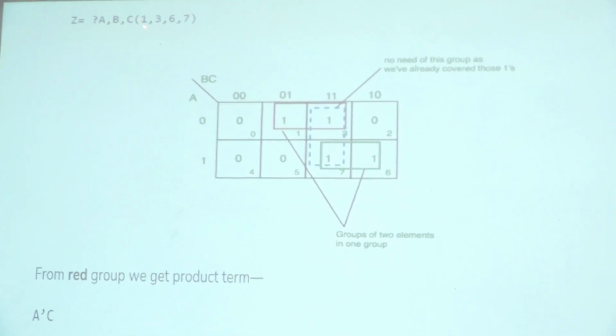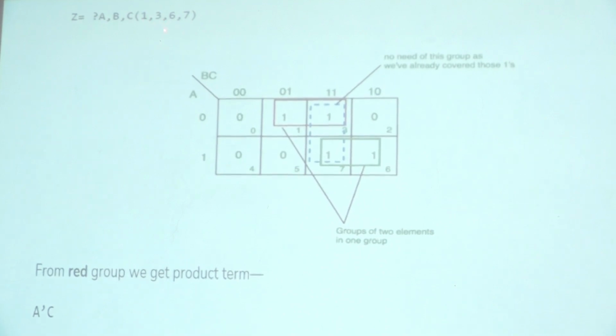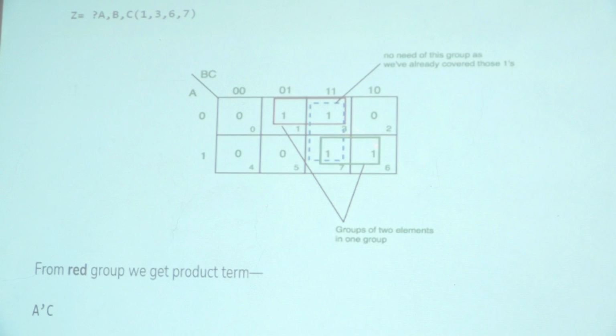Now in step 2, my inputs are 1, 3, 6, 7. So in the cells 1, 3, 6 and 7, I will place ones because this is sum of products. That is the reason I am placing ones inside the cells 1, 3, 6 and 7. Okay. Once I am done with this, now I have to go for grouping.